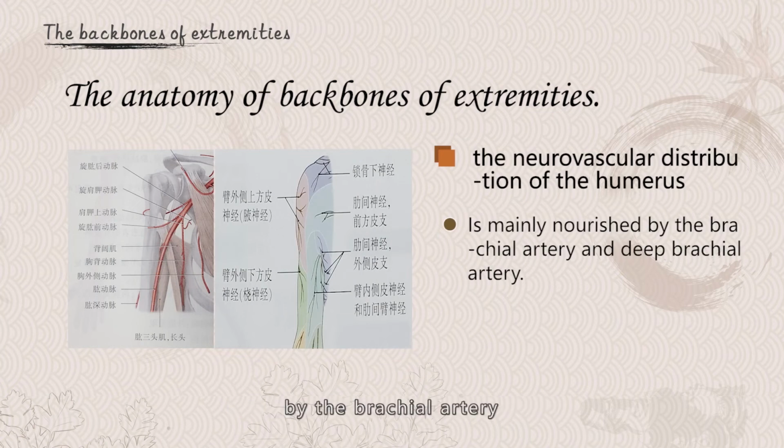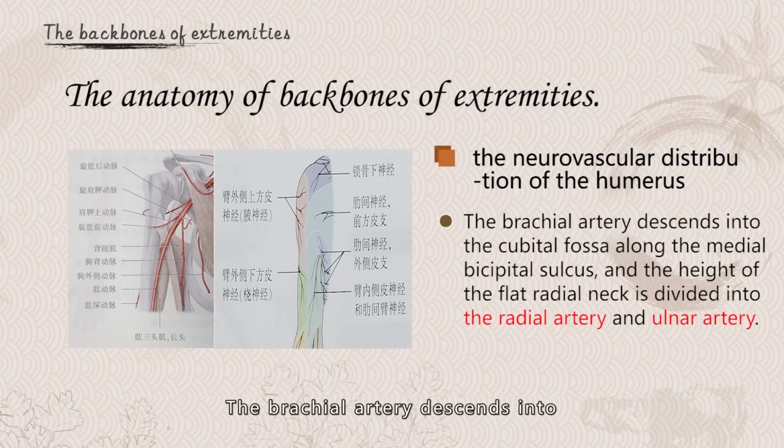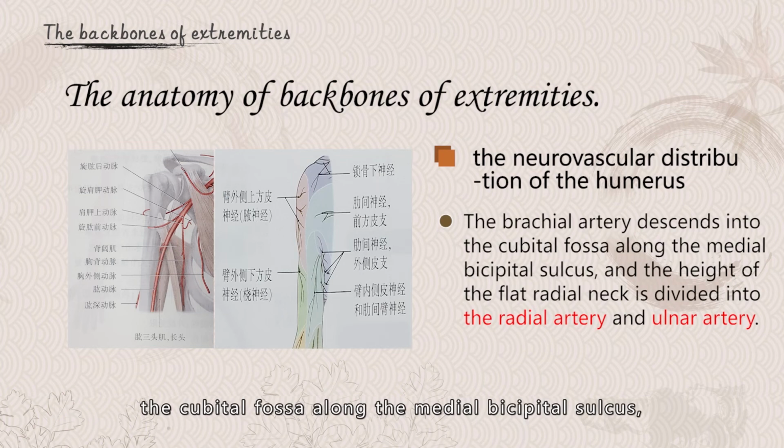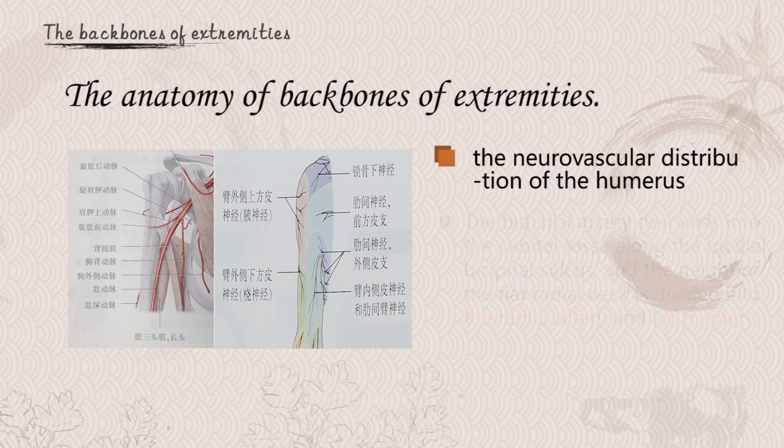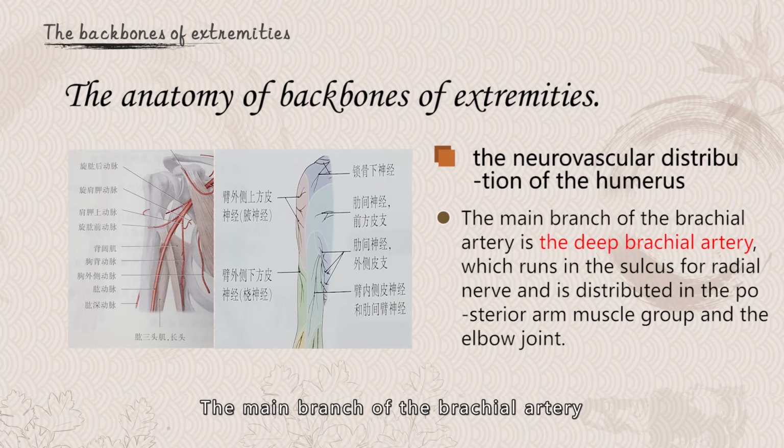it is mainly nourished by the brachial artery and deep brachial artery. The brachial artery descends into the cubital fossa along the medial bicipital sulcus, and at the height of the radial neck is divided into the radial artery and ulnar artery. The main branch of the brachial artery is the deep brachial artery, which runs in the sulcus for radial nerve, and it is distributed in the posterior arm muscle group and the elbow joint.